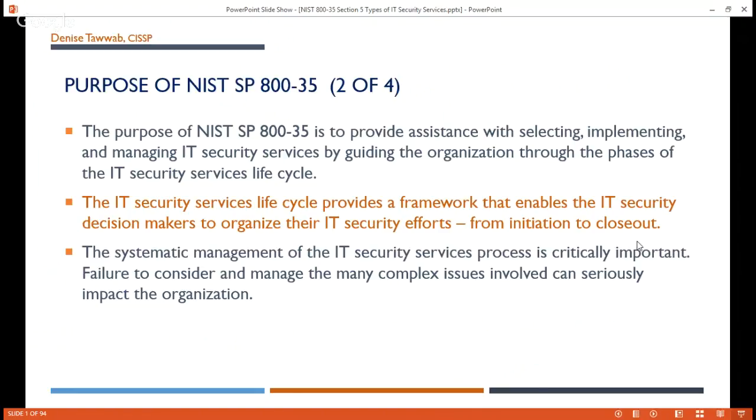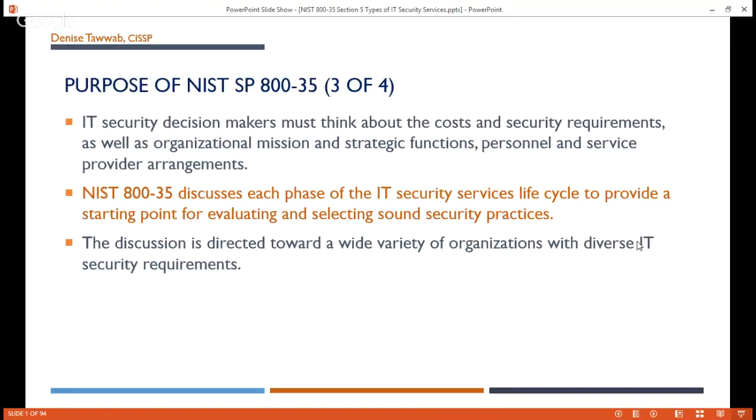It's not as simple as, okay, let's just go get this product and start using it, without giving it careful consideration, because there are a lot of technical things you have to think about. How does it integrate into our current mix of controls? There's a lot to think about, so keep that in mind. If you're making IT security decisions, you have to think about the cost, you have to think about the security requirements, and you have to think about it in the context of how it helps you achieve your organizational mission and strategies and goals. How do you allow IT security to be a driver for the business?